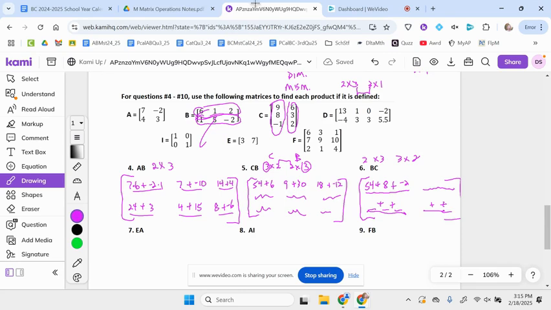EA works because this is simply a 1 by 2, and this is a 2 by 2. So you take this row times this column, this row times this column, and get a 1 by 2.